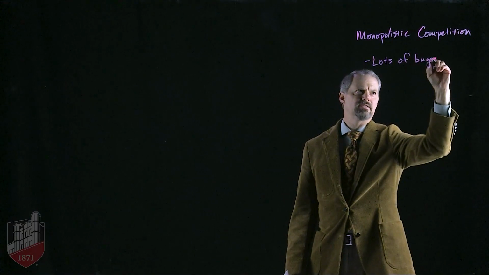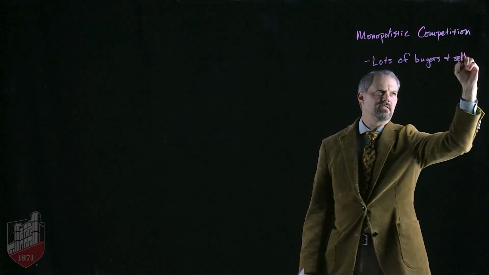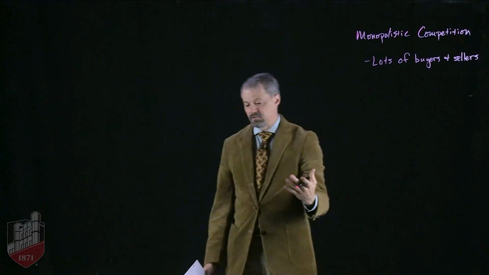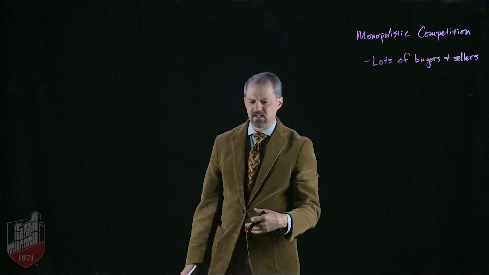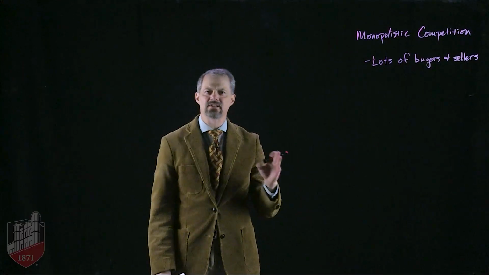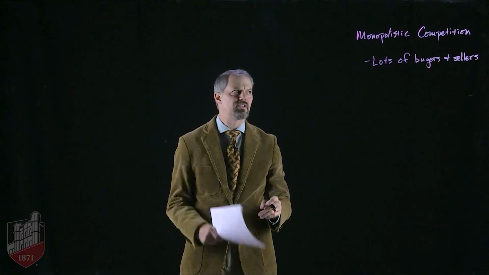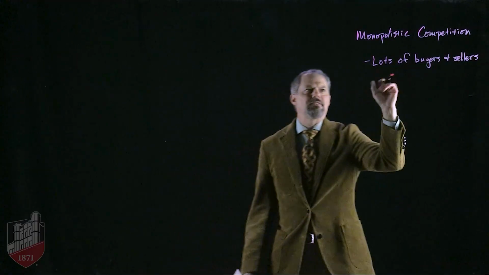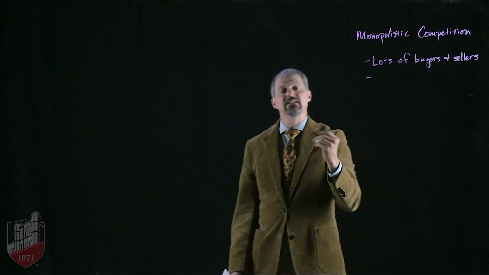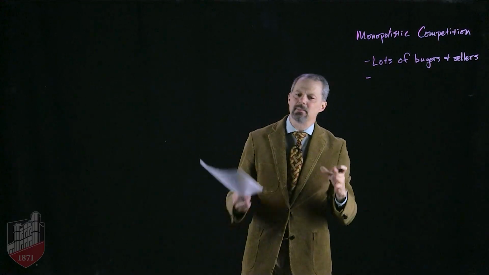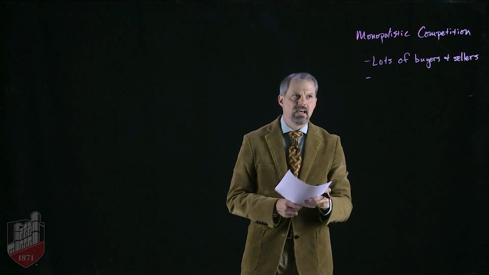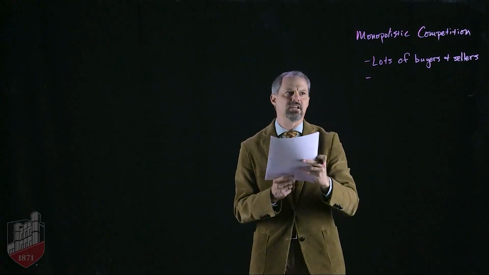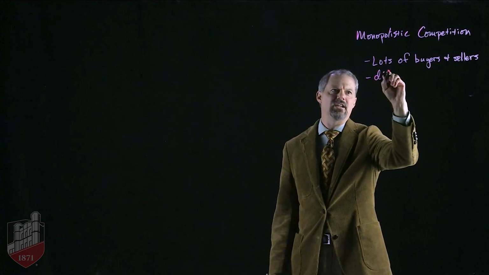Lots of buyers and sellers. That's the first characteristic of a perfectly competitive market. So all of the buyers and sellers are going to be small compared to the size of the market. That's the first one. The second one is going to be different. This is kind of the monopolistic part of it, and that is that the goods are not going to be identical. The goods are going to be differentiated.